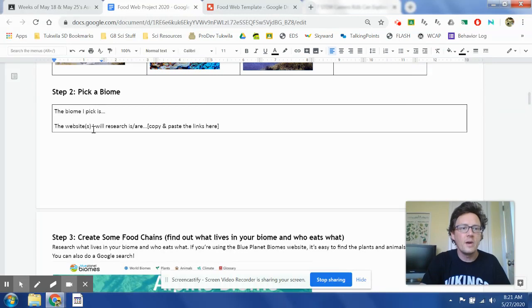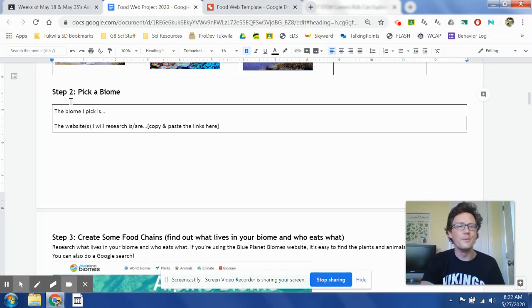And I'll be going back to our food web project directions document. Where I left off before, we still needed to talk about step 2 and beyond. In step 2, you simply pick a biome that you'd like to research and learn more about. So you can finish both of these sentences here.